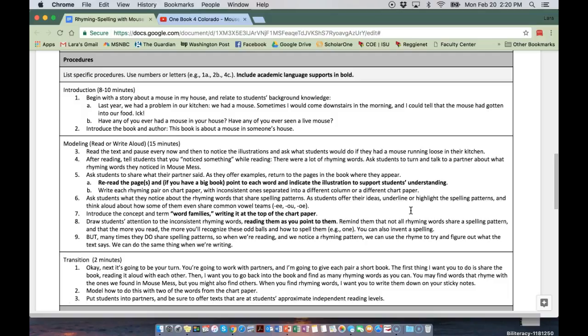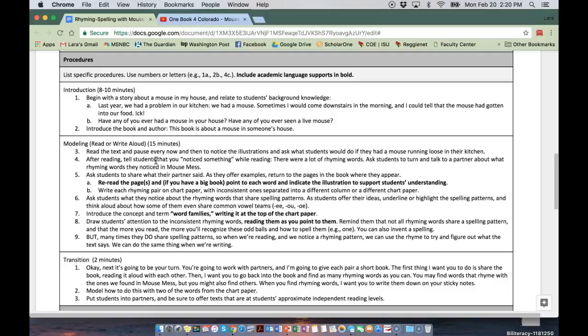So I'm going to go ahead. If you haven't finished reading through these procedures, feel free to go ahead and pause and then restart. Some of the things I want to point out are the focus. In this lesson, I am really focusing on rhyme and rhyming words and word families, right?